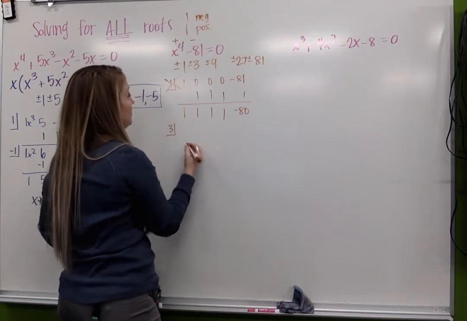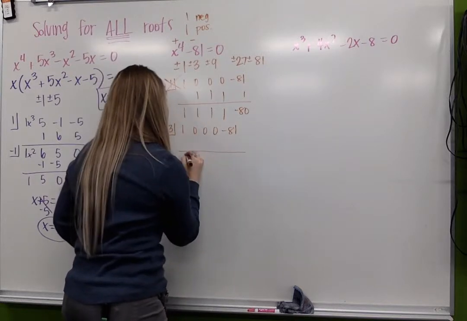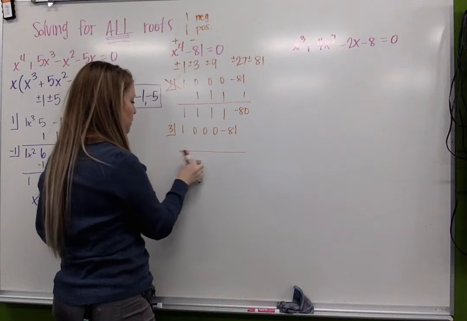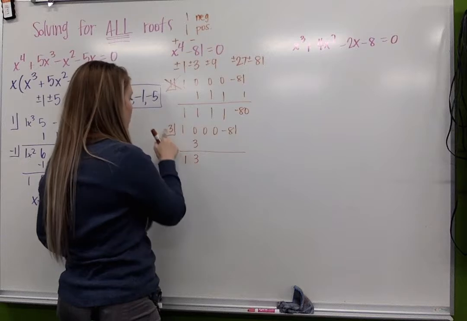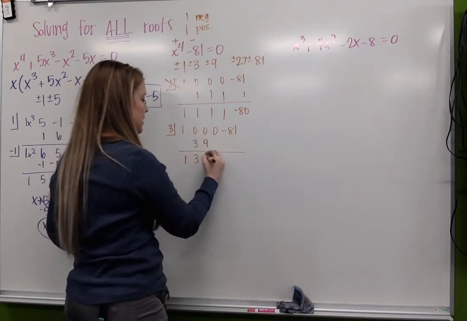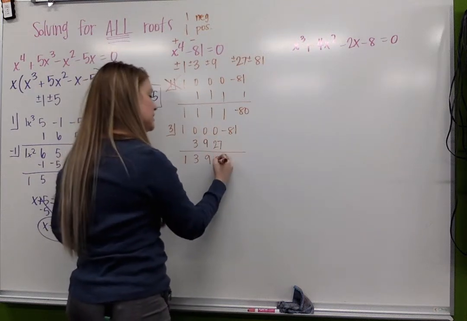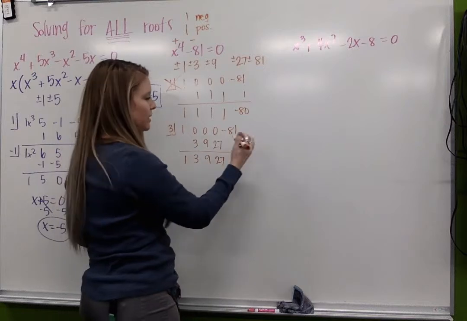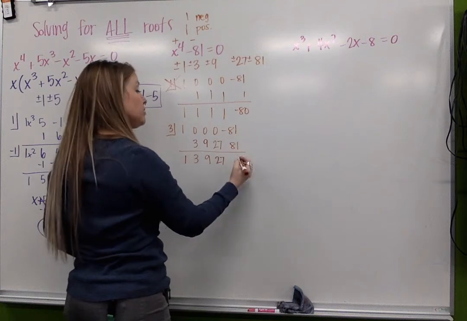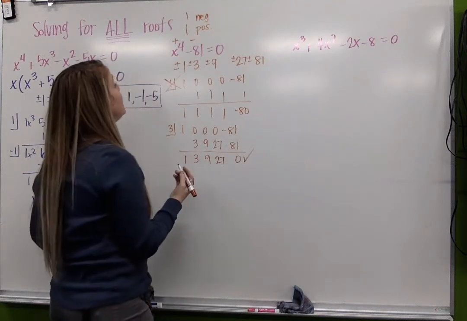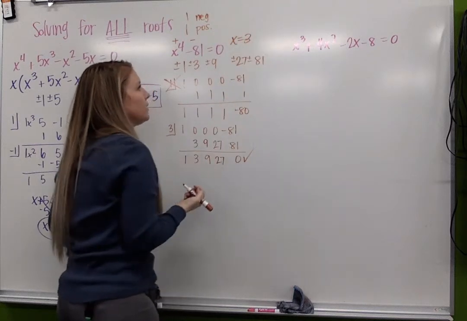So I'm going to try 3. So 1, 0, 0, 0, negative 81. Dropping my 1. 3 times 1 is 3. 0 plus 3 is 3. 3 times 3 is 9. 0 plus 9 is 9. 3 times 9 is 27. 0 plus 27 is 27. And 3 times 27 is positive 81. Negative 81 plus 81 is 0. Sweet! I got one of my answers. Okay, I'm going to write it right here. X equals 3.